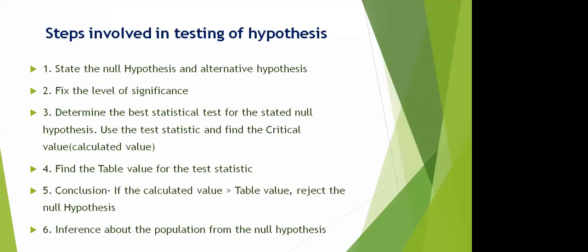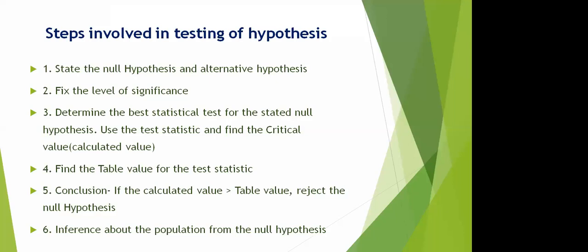This we already discussed yesterday, and this is just to recall the steps involved in testing of hypothesis. The researcher has a hypothesis to prove, and how do we set up the statistical analysis to prove the hypothesis? For that, the first step is to state the null and alternative hypothesis. What is null hypothesis and what is alternative hypothesis?